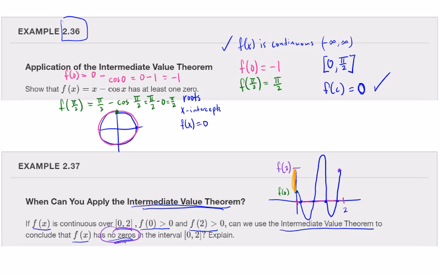And so the takeaway is, we see what we can do with the intermediate value theorem, but also don't lose sight of what its limitations are, right? What we cannot do with the intermediate value theorem.